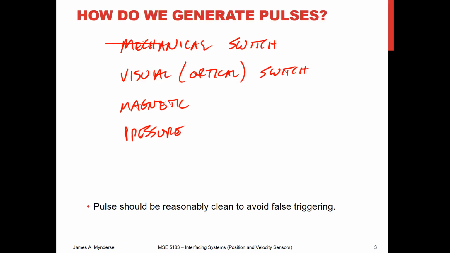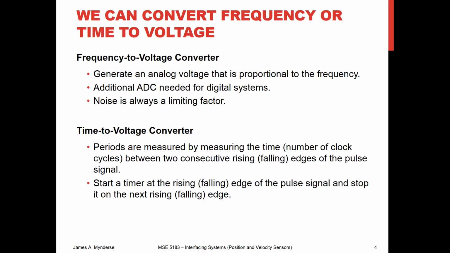So if you don't have that, then you might need to invest in a Schmitt trigger. Make sure I get this spelled correctly. A Schmitt trigger can be used to clean up the pulse, make it nice and square. But once we've got those pulses, then we can convert the frequency or the time period to a voltage, either with a frequency to voltage converter or a time to voltage converter. Either one's going to work.